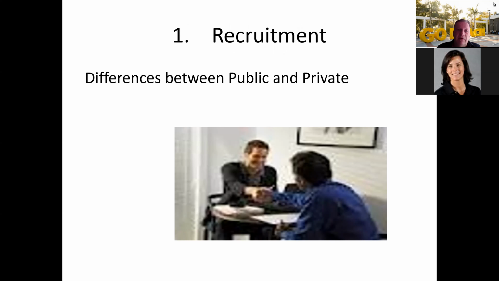The first function, obviously, is recruitment. We have to go out there and identify potential candidates to then hire into open positions within our organization.